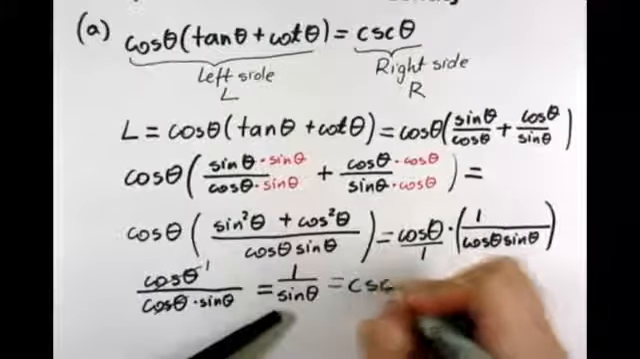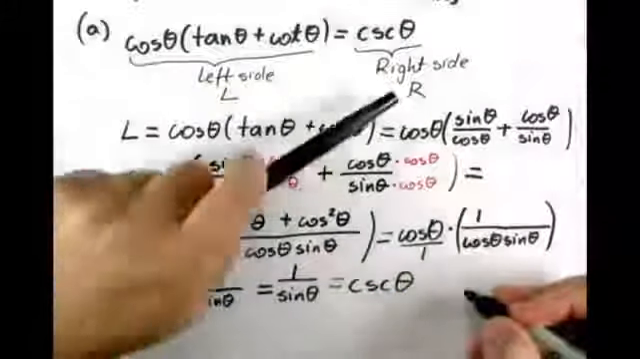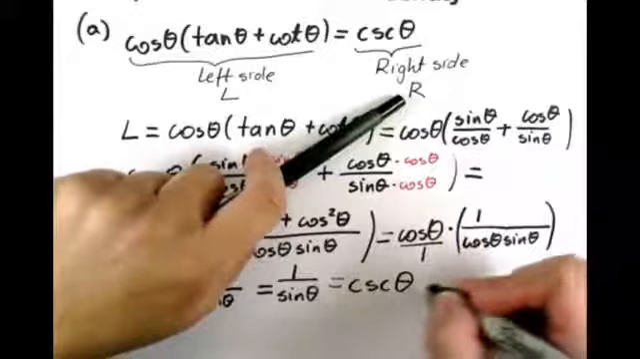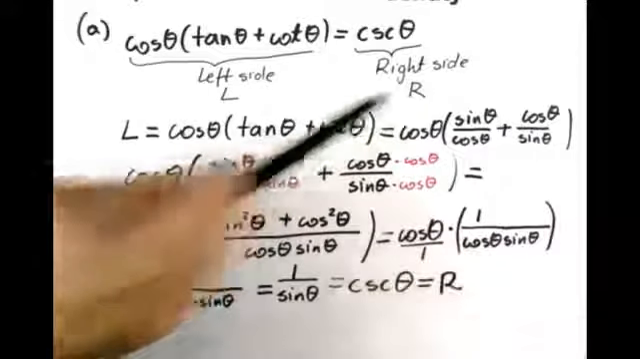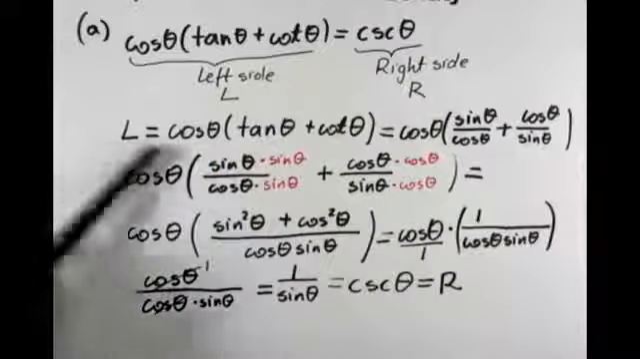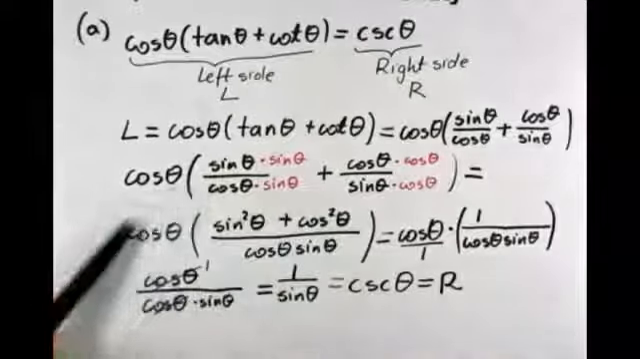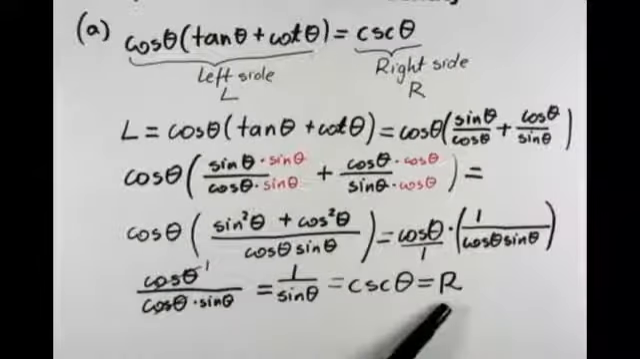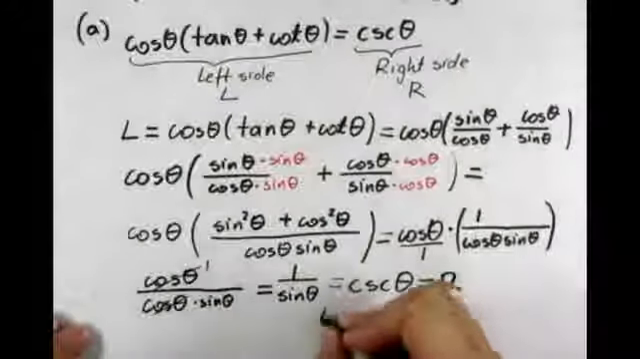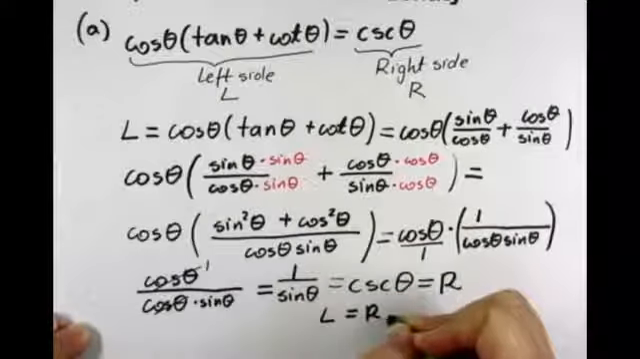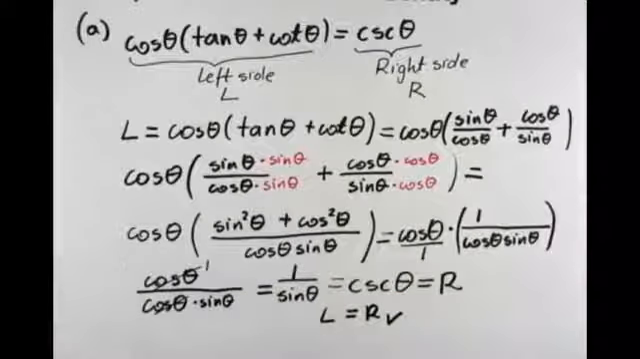So here we go. Here is cosecant. So I ended up with my right side. So that means I started with left, I rearranged, used the formulae until I ended up with the right side. So left side is equal to right side, and the identity is established.